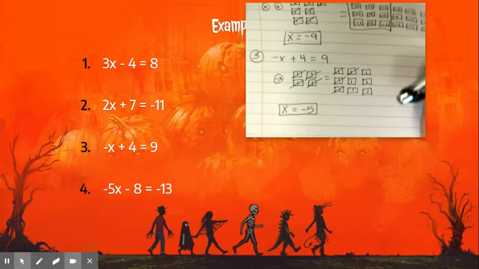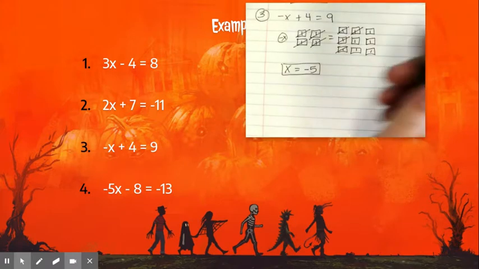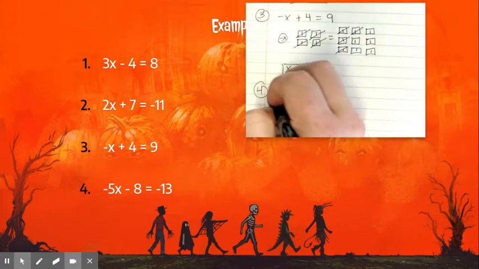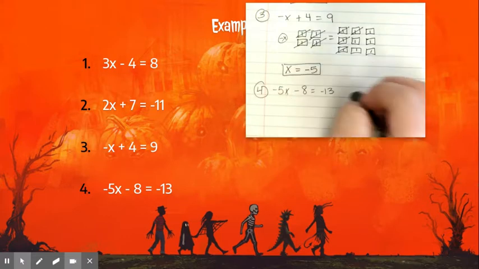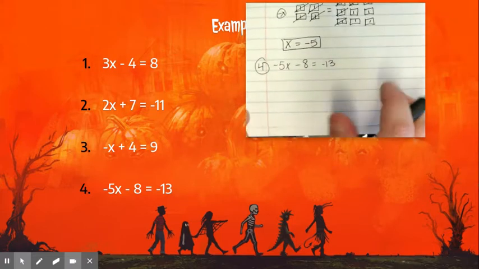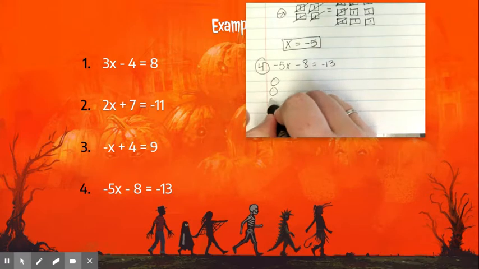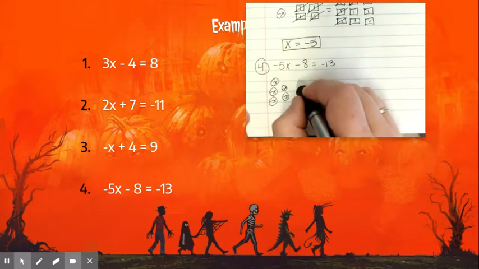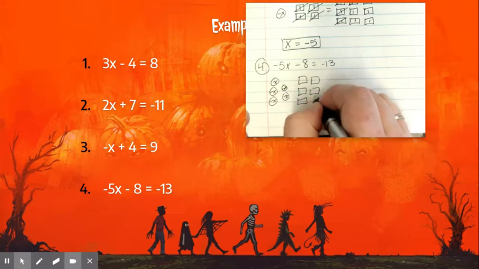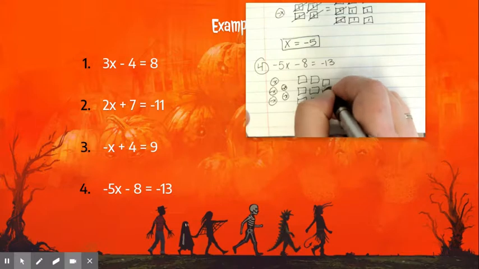And number 4, negative 5x minus 8 equals negative 13. Okay, so 1, 2, 3, 4, 5 negative x's. 1, 2, 3, 4, 5, 6, 7, 8 negative 1s.